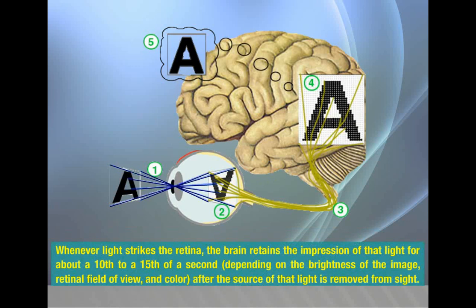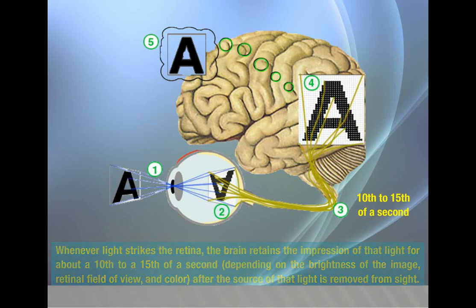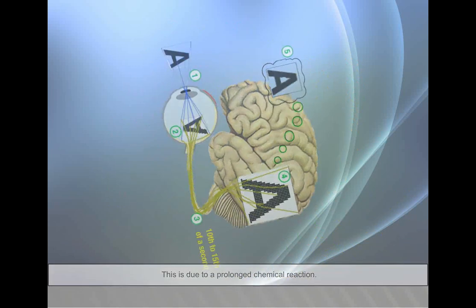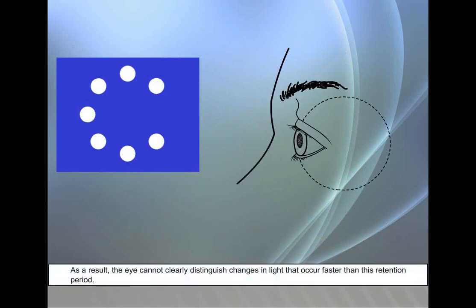Whenever light strikes the retina, the brain retains the impression of that light for about a 10th to 15th of a second, depending on the brightness of the image, retinal field of view, and color, after the source of that light is removed from sight. This is due to a prolonged chemical reaction. As a result, the eye cannot clearly distinguish changes in light that occur faster than this retention period. The changes either go unnoticed or they appear to be one continuous picture to the human observer.